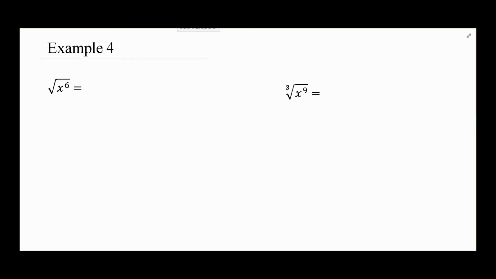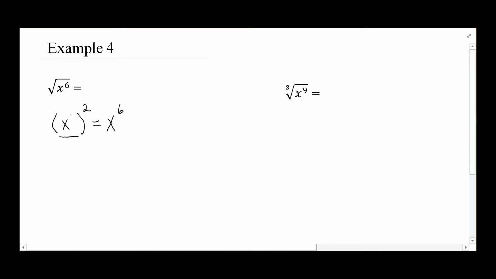So let's look at a couple examples here that are going to utilize this idea. Let's take the square root of x to the sixth. It's going to utilize this idea, even though it's not exactly an application of it quite yet. But if I'm asking you for the square root of x to the sixth, I'm saying, what number squared gets me x to the sixth? That's what the square root is asking.